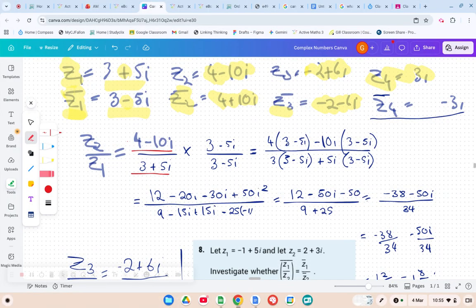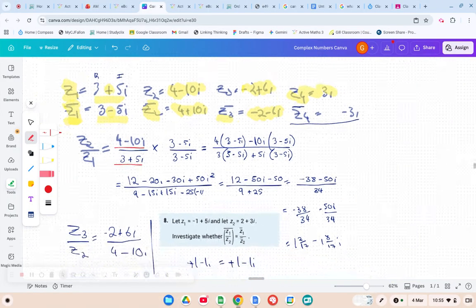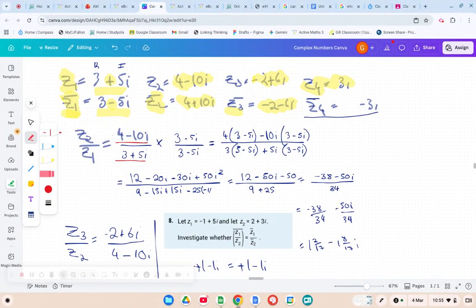How do I answer this question? In division of complex numbers, you multiply above and below by the conjugate of the number on the bottom, which is 3 plus 5i. So the conjugate is 3 minus 5i. So that's what we're doing over here. We're multiplying out 4 by 3 minus 5i and minus 10i by 3 minus 5i.